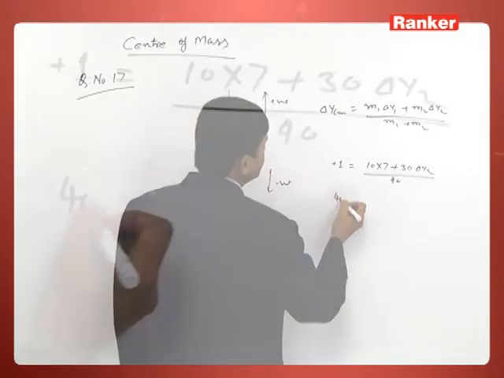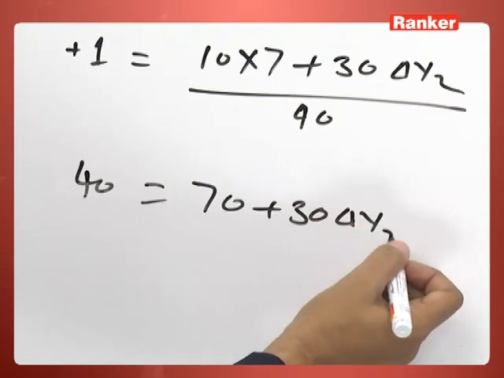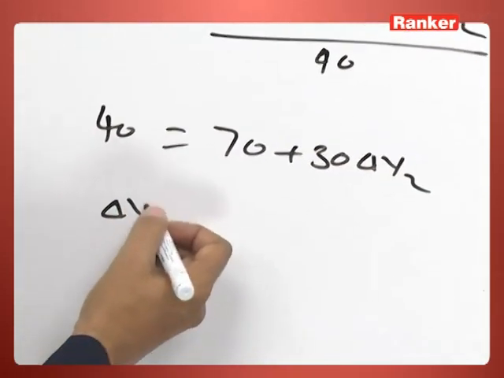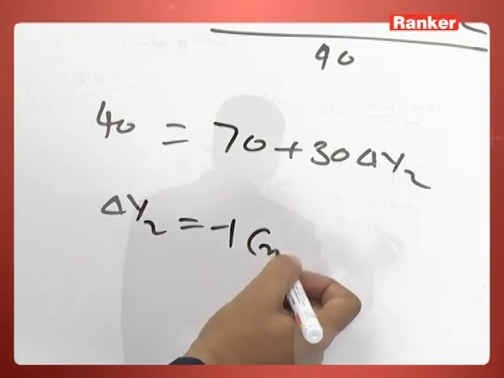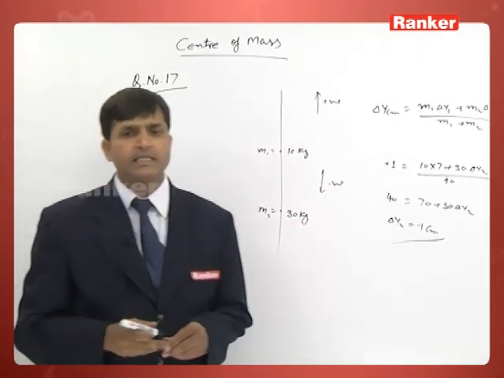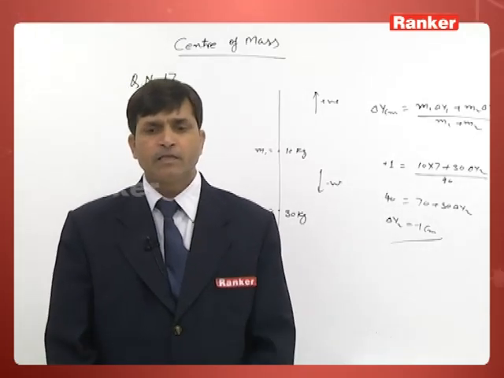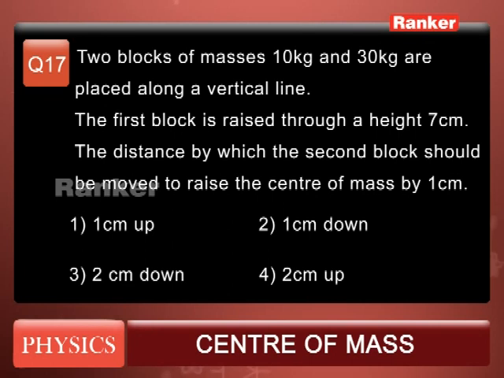From here we can say 40 is 70 plus 30 delta Y2. So, delta Y2 is minus 1 centimeter. The minus 1 indicates downward. So, the 30 kg block should move 1 centimeter down. So, the correct answer is option number 2. So, answer 2 is the correct option.